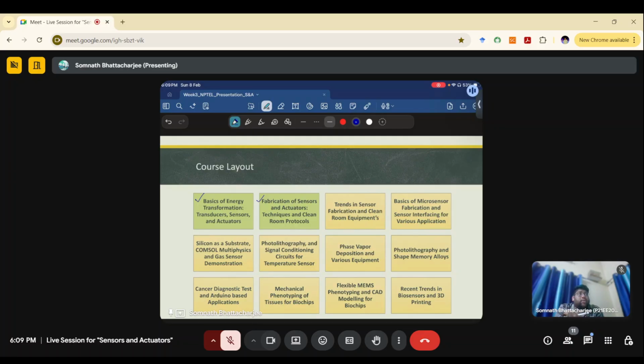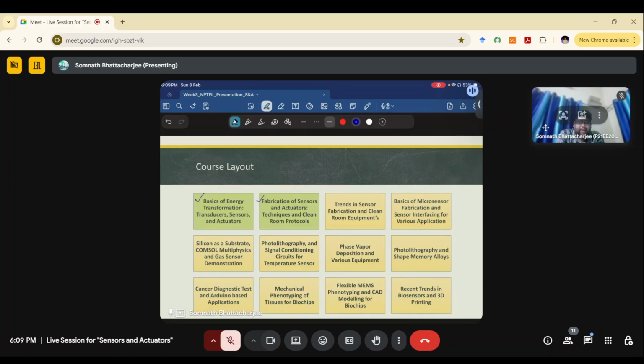What is the required environment, what is a clean room, what are the protocols, how to enter a clean room and maintain a proper protocol inside it. There were several do's and don'ts. And separately, what kind of techniques are used to fabricate these sensors, starting from different deposition techniques like evaporation, sputtering, ALD, towards patterning techniques like lithography, mask aligning, and further etching.